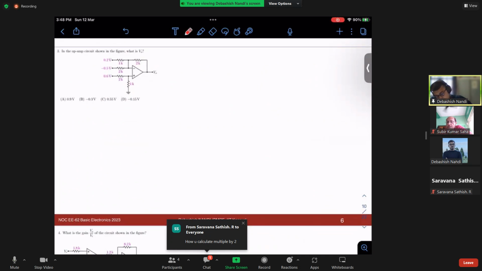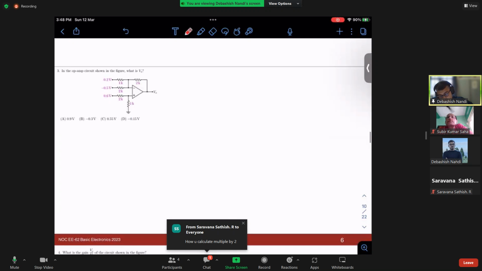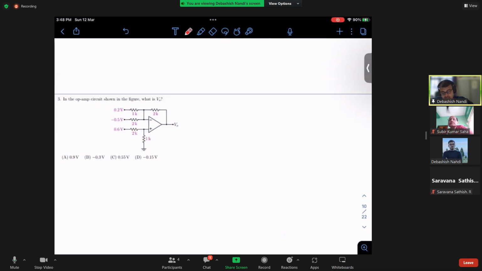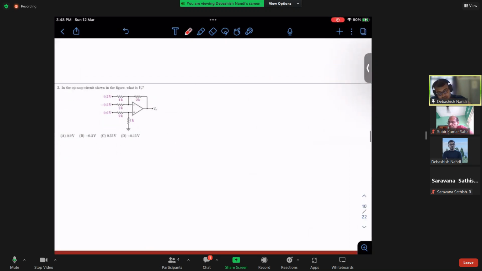Okay, so it is mentioned that in the OPAMP circuit shown, what is V naught, right? So how to go about these problems? First thing is, if nothing is mentioned, then you assume your OPAMP to be ideal, right? What do you mean by ideal OPAMP? Ideal OPAMP means intrinsic gain is infinity. And how does that help?